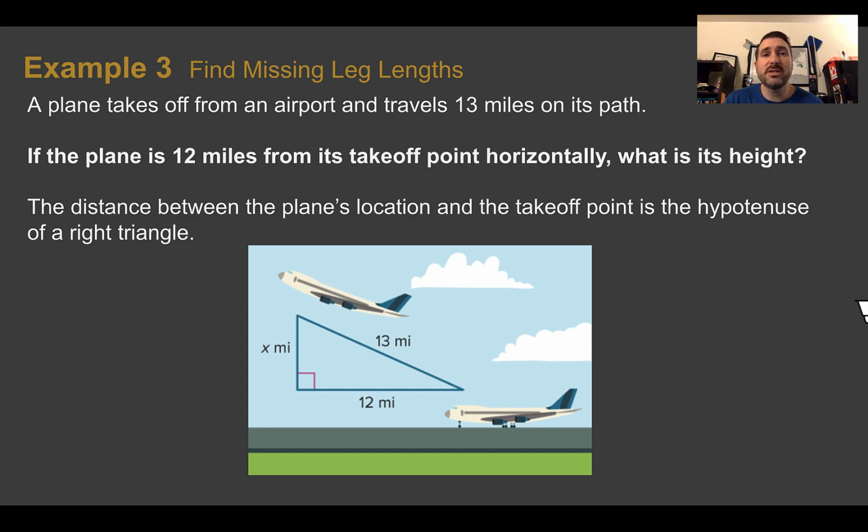So in the previous few examples, we have been finding the missing hypotenuse, that longest side length. This time, though, we are given the hypotenuse. That's how far the plane has traveled. It has gone 13 miles and it's going in that upward direction. So we want to know how high is the plane above the ground. We're given two side lengths, and we can see our right triangle here. This time we are missing a leg.